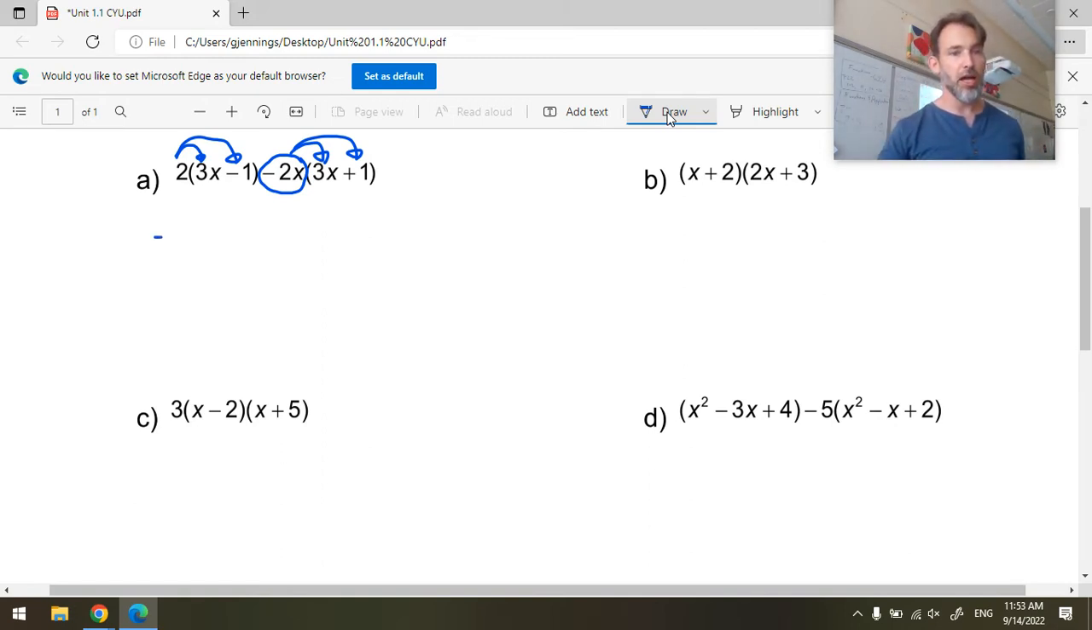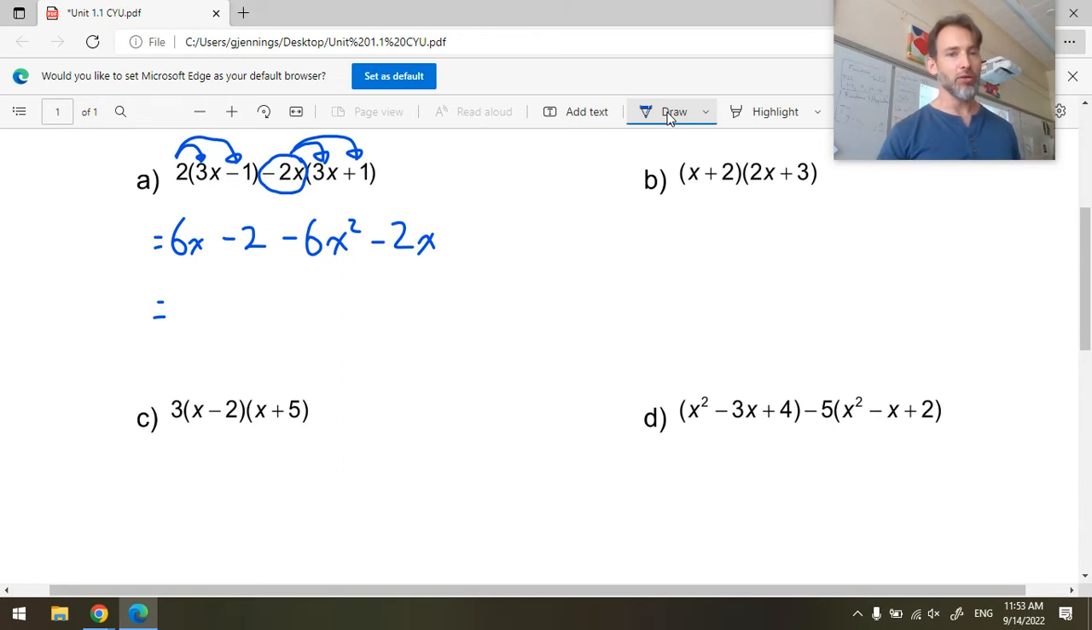So in this case, we're going to have 2 times 3x is 6x. 2 times minus 1 is minus 2. And then over here, I have minus 2x times 3x. So that will be minus 6x squared. And then minus 2x times 1 is minus 2x. So the 6x and the 6x squared are not like terms. I can't put them together and combine them. But the 6x and 2x are.